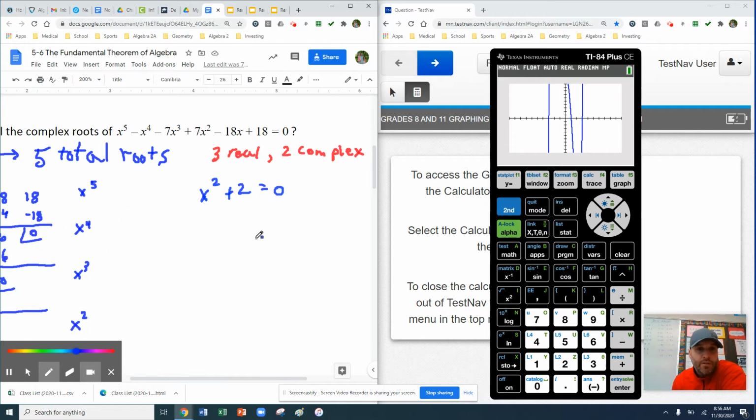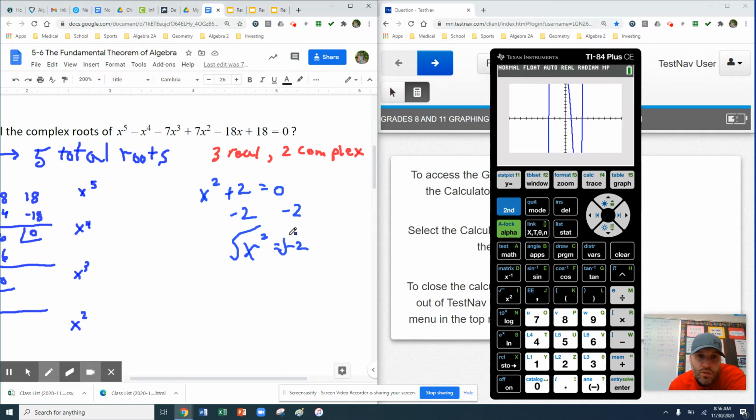So now to recap, I've got down to my quadratic. I found the 3 real roots in my calculator. That means that there's 2 complex roots. Here I just have an x squared, so I can solve by subtracting 2 on both sides. I get x squared is going to equal -2.